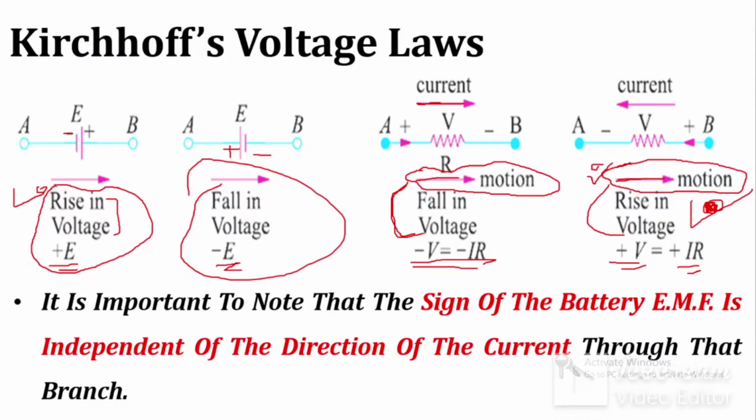Okay, so reference direction is minus to plus, it is rise in voltage. Reference direction is plus to minus, fall in voltage. Same, reference direction is plus to minus, fall in voltage. Reference direction is minus to plus, that is the rise in voltage. Clear? So you have to keep in mind this notation.